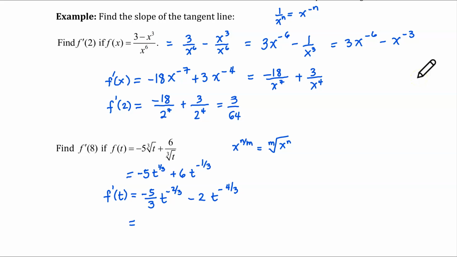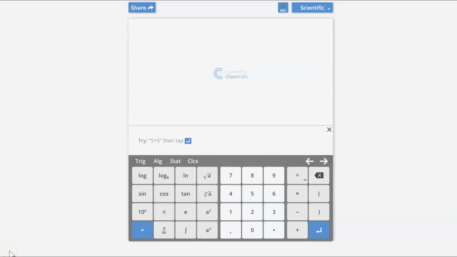And then to find the value of the derivative at t equals 8, we just have negative 5 over 3, 8 to the negative 2/3 minus 2 times 8 to the negative 4/3. And you plug this into your calculator. In your test, you are only allowed to use the calculator provided in the test, and that is actually the ClassCalc Scientific Calculator. I'll go ahead and show you how you can use it.